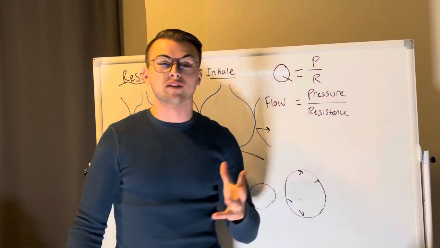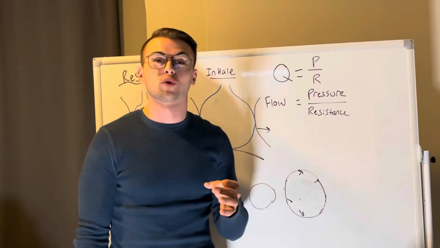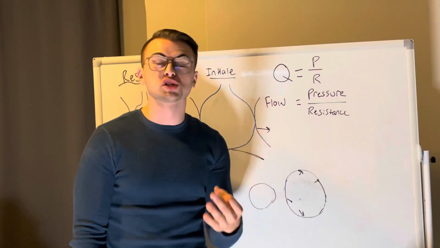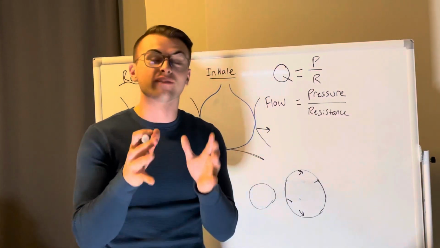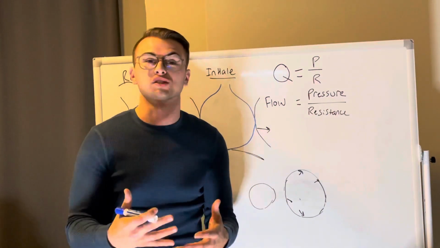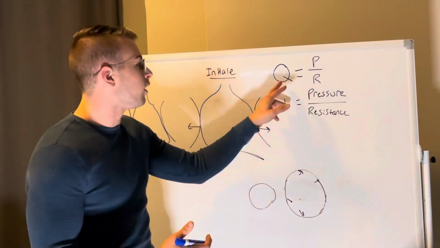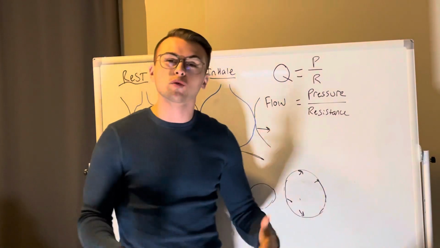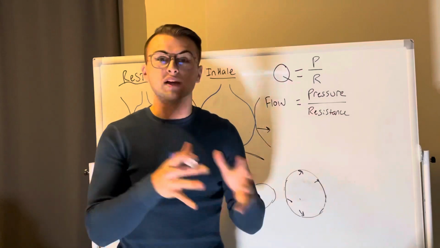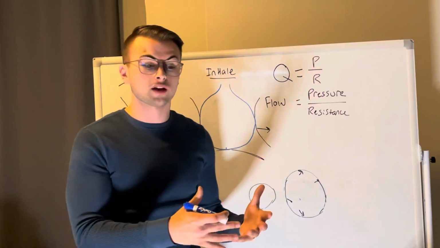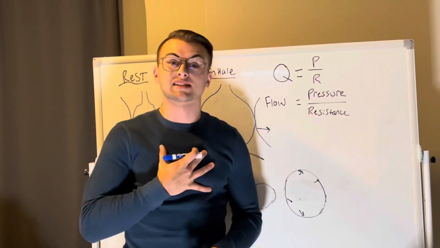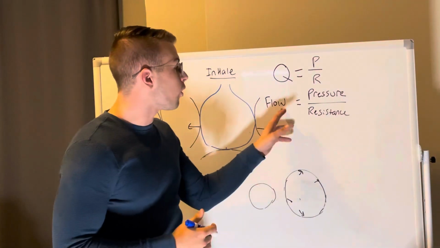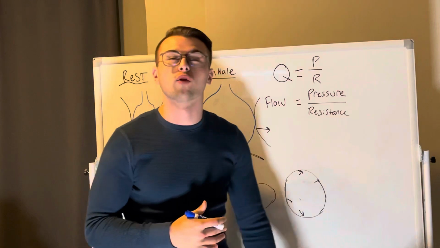Now I know a lot of you just tuned out just because I said the word equation, but equations show the relationships between things. So we are going to break it down very, very simply so a 5-year-old can understand it. Now, flow, this Q here, is just another word for movement. So from one place to another. So what are we talking about? We're talking about moving air from one place to another, from out here to inside of our lungs. So flow is equal to pressure over resistance.